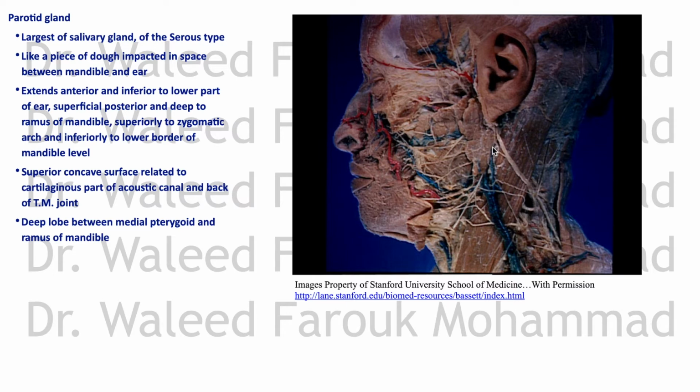Okay? It's a big gland. By the way, I told you it's a piece of dough. So you expect more of this dough inside. Inside, there is a deep part of the gland between the medial pterygoid, the one opposite the masseter. See the masseter from the outside? On the opposite side, on the medial side, there is a medial pterygoid, and there is a space between the medial pterygoid and ramus of mandible that has the deep part of the gland in it. Okay? Please don't forget this information.